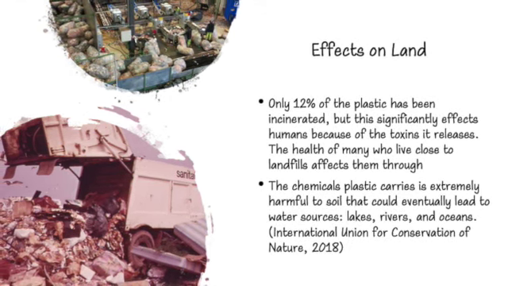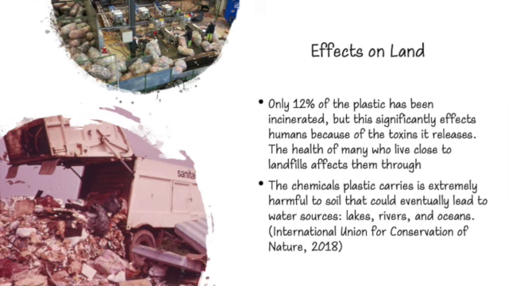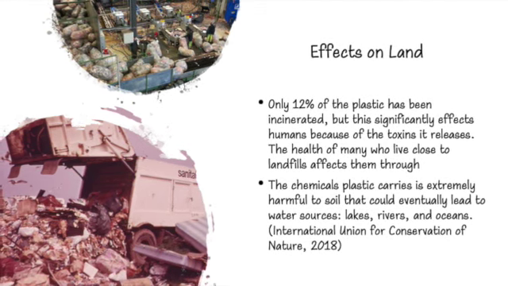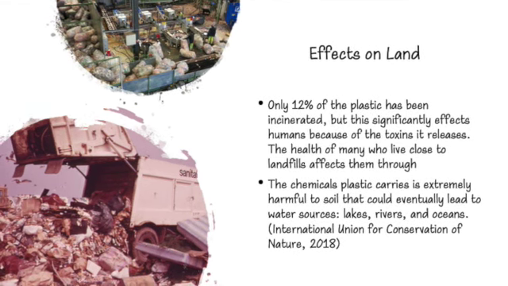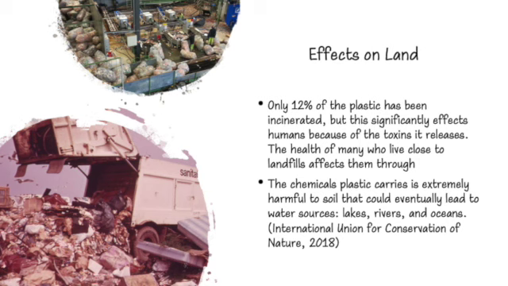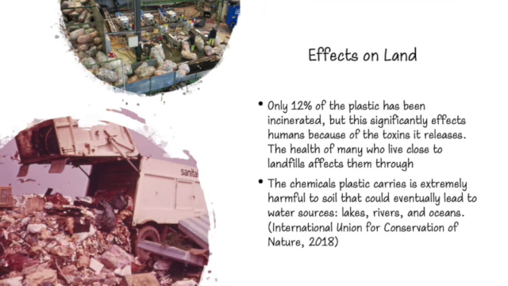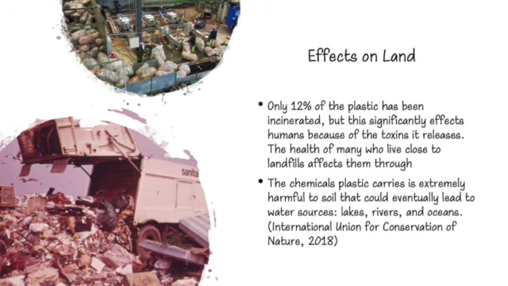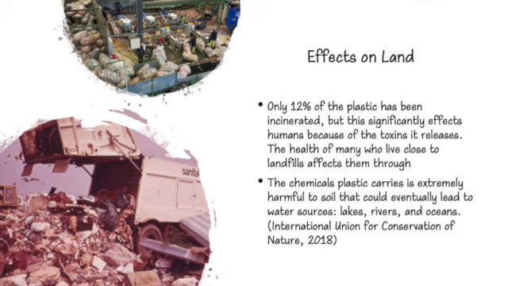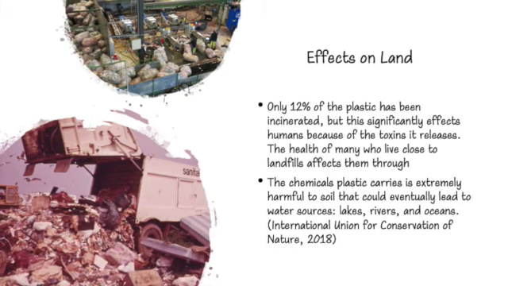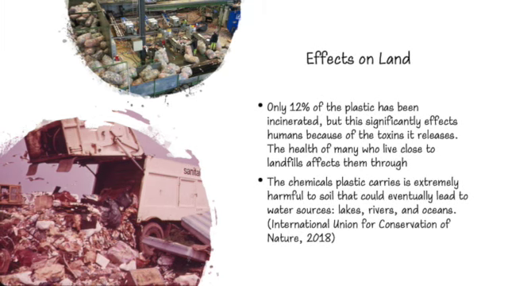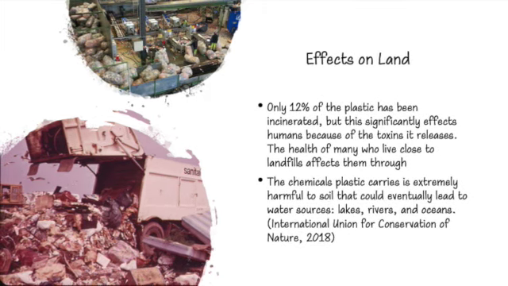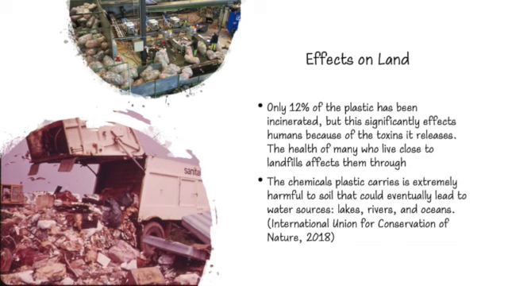The toxins that are released greatly affect the health of many people, and could possibly have health effects later in the future. The chemicals released into the air, but also into the ground, are sometimes absorbed by the soils, which could potentially harm water sources such as lakes, rivers, and oceans.